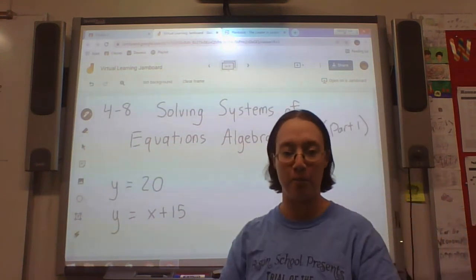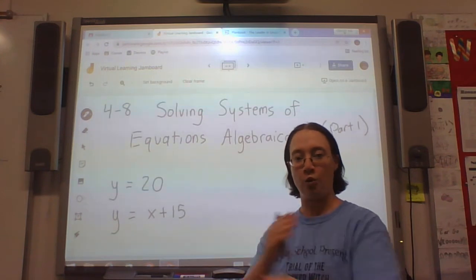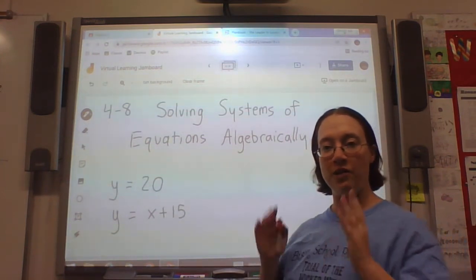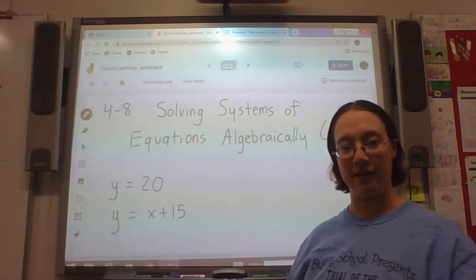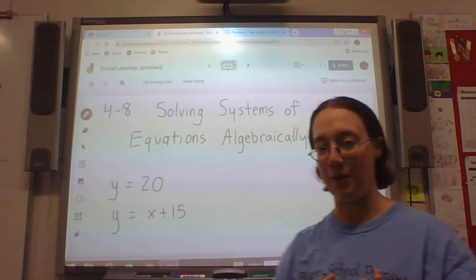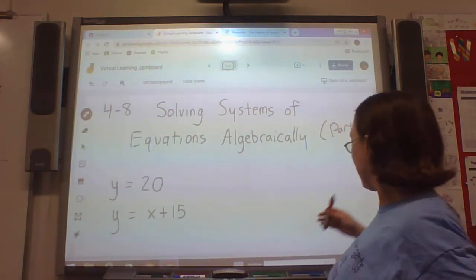Sometimes we'll have big numbers, sometimes we'll have decimals, we'll have fractions, we'll have lines that aren't crossing at a nice point where we can tell exactly where it is on a graph. So I want some other ways to solve these things. We're going to be looking at one of them today, and they're going to get a little bit trickier once we're back in person. So we're looking at the ones that aren't too bad today.